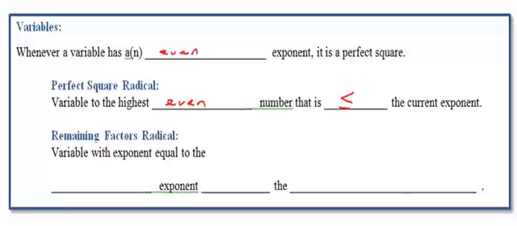In the remaining factors radical, our variable is going to have an exponent equal to the original exponent minus the value we found here. So we're going to put the value found above.